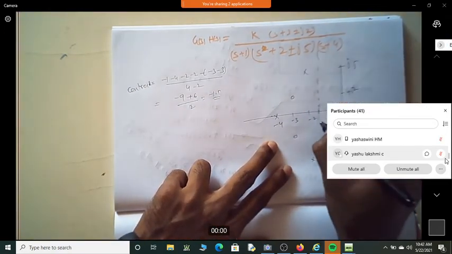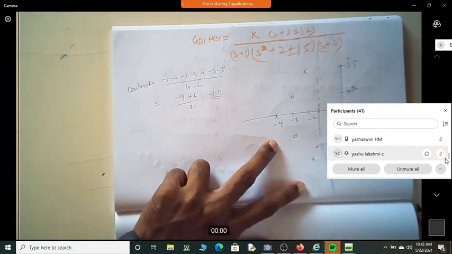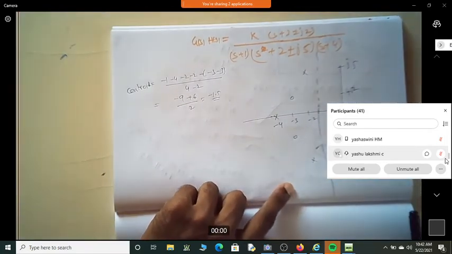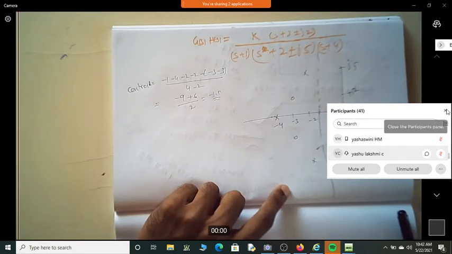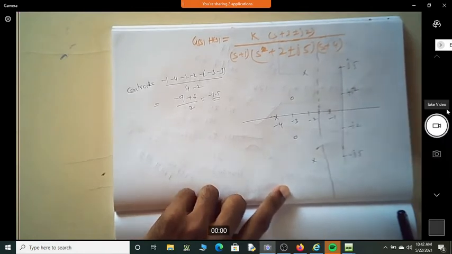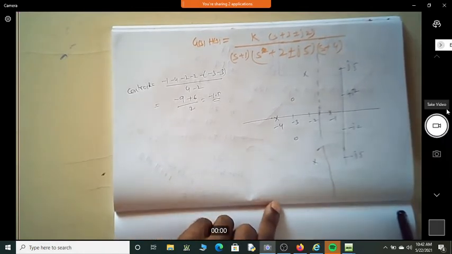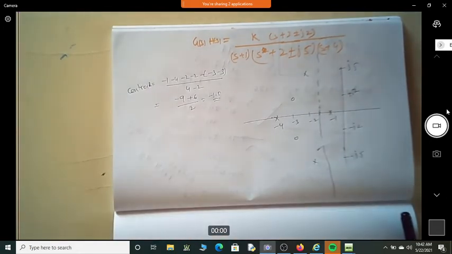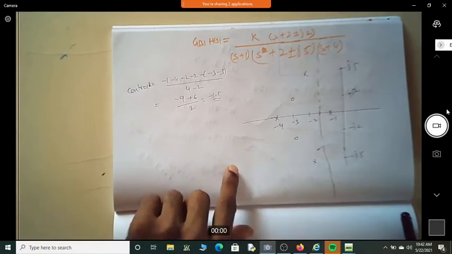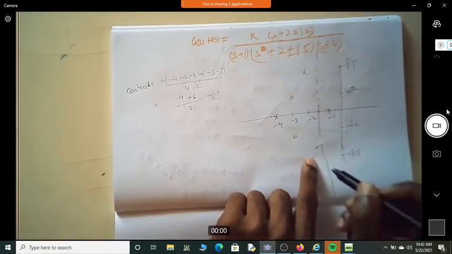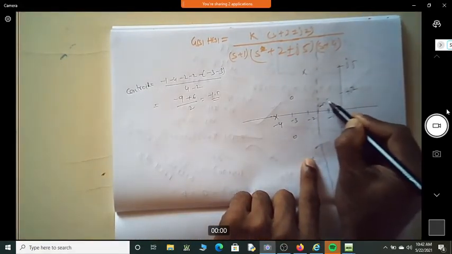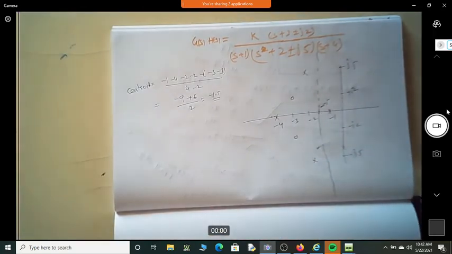Shall we write this as asymptote? Am I correct? Eshu Lakshmi, will be called Eshu in your home, no? Am I correct? Minus 1.5. Minus 1.5 is the centroid.